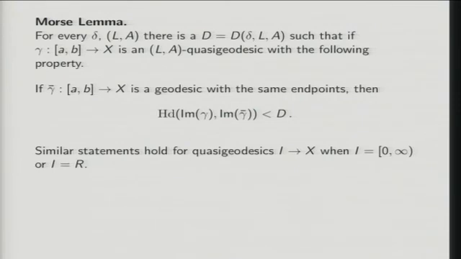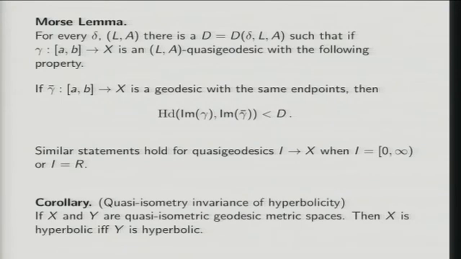Okay. So the reason I was talking about quasi-geodesics is that this Morse lemma implies that hyperbolicity is a quasi-isometry invariant. Okay? So if you take two geodesic metric spaces, and they're quasi-isometric, then one of them is hyperbolic if and only if the other is.